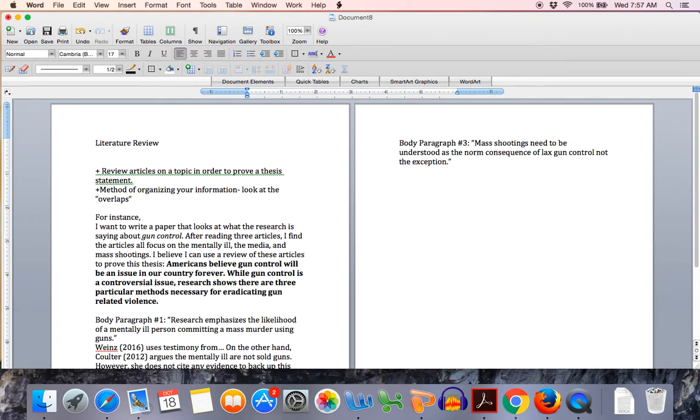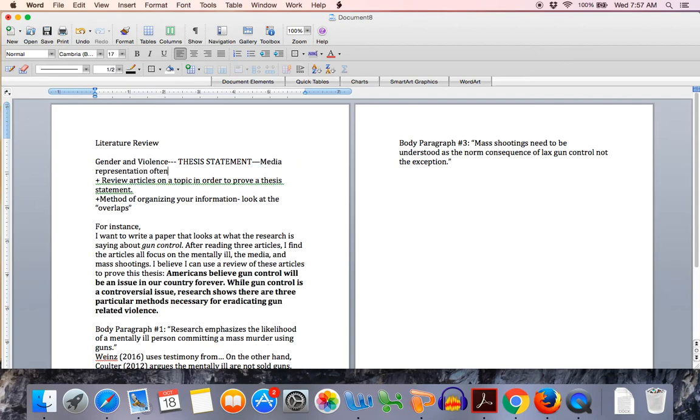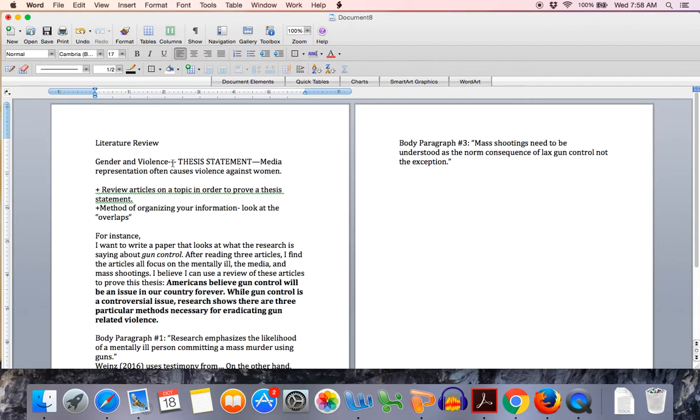For example, maybe you start off with the topic of gender and violence, right? And you do research on this topic, and from the research, you then develop a thesis statement. So you want to look at gender and violence, you read a bunch of articles, and after reading the articles, you then realize your thesis statement is media representation often causes, how about just violence against women, right? And so that happened after I read the articles.